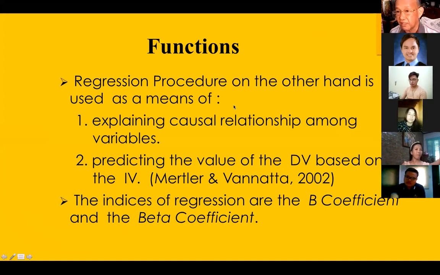What is the difference? The B coefficient is sometimes called the unstandardized coefficient. And its main function is to explain what happens to y for every unit change in x. If you increase x by one point, what happens to y? If you decrease x by 1 point, what happens to y? That's what the B coefficient explains. I repeat, the B coefficient explains what happens to y for every unit change in x.